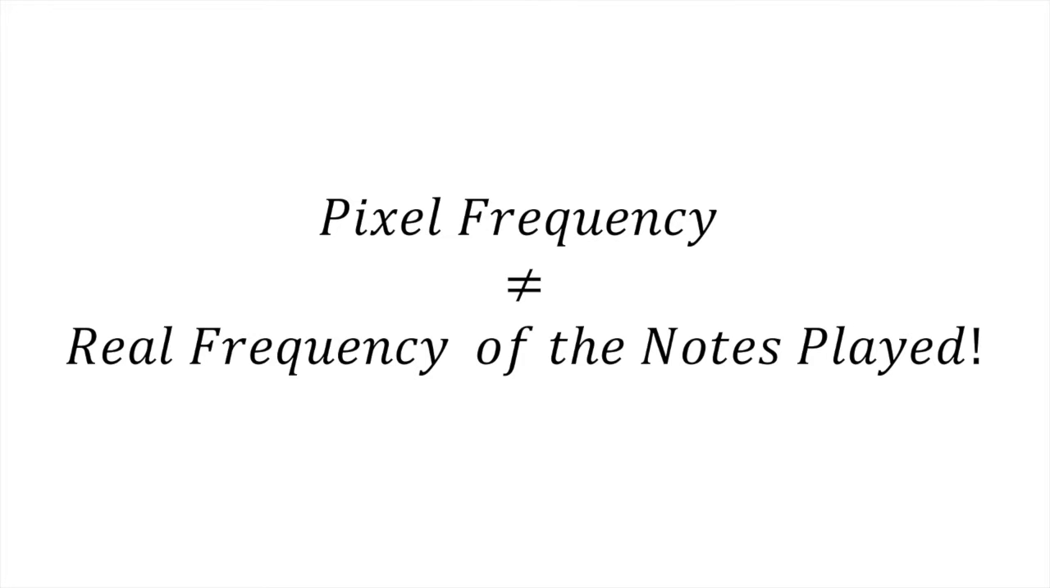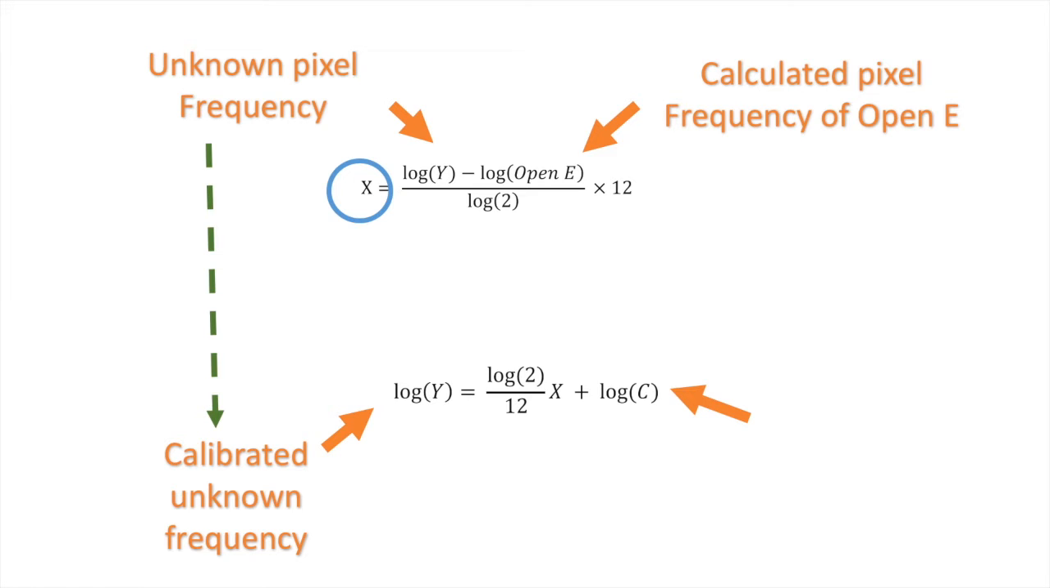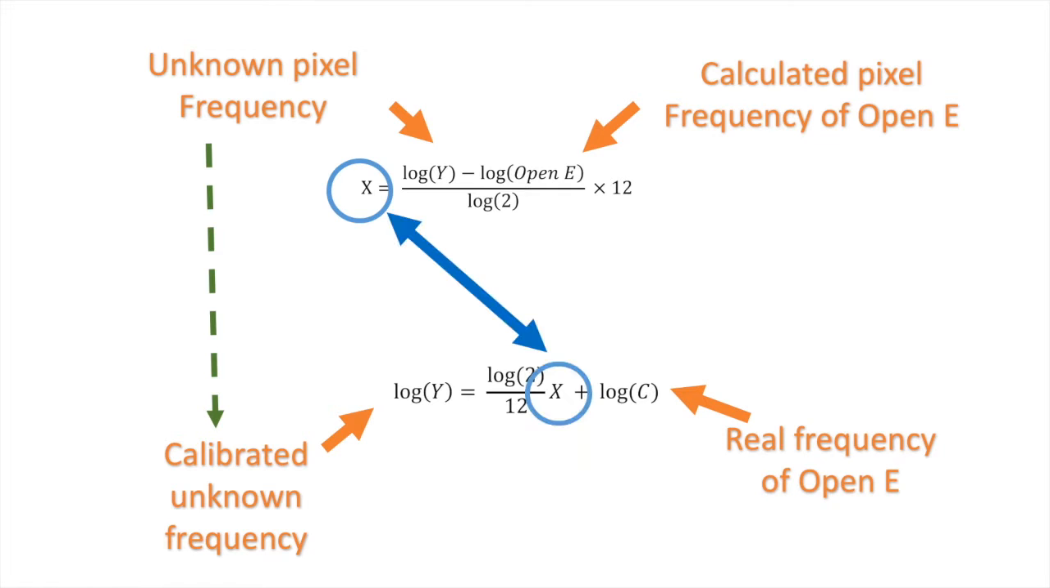Now you have to remember that the pixel frequency is not the same as the real frequency. If we can find the value of x, we will then know which real frequency note this pixel frequency belongs to. This is because we already know that the reference frequency is the open E string. By calculating how many semitones away the unknown pixel frequency is from the reference frequency, we can immediately identify which note this unknown variable belongs to. However, we do not know which calculated frequency represents the frequency of the open E note.